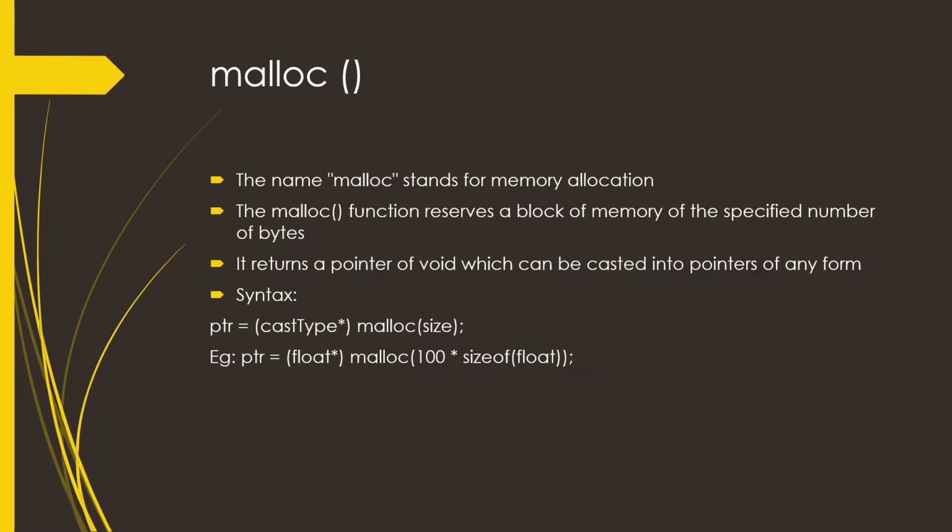Now let's look at the example. ptr equals (float*) malloc(100 * sizeof(float)). This statement allocates 400 bytes of memory because the size of float is 4 bytes, and the pointer ptr holds the address of the first byte of the allocated memory. Also, the expression will result in a null pointer if the memory cannot be allocated.